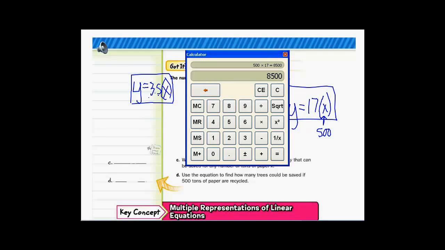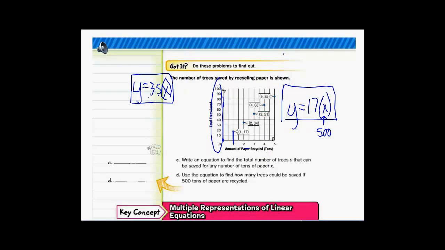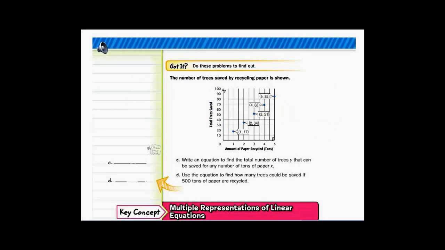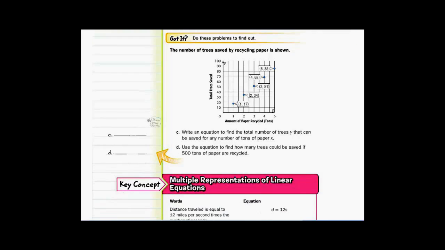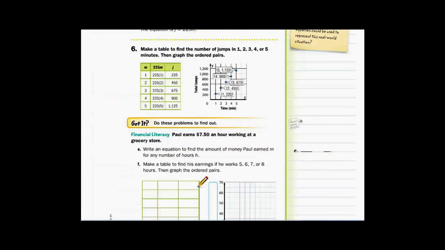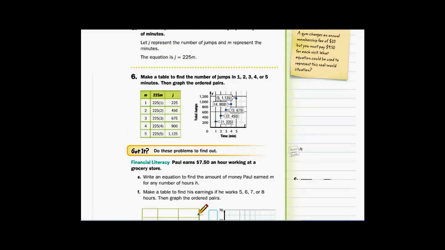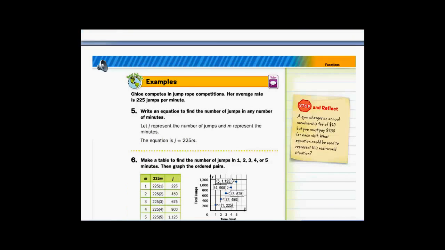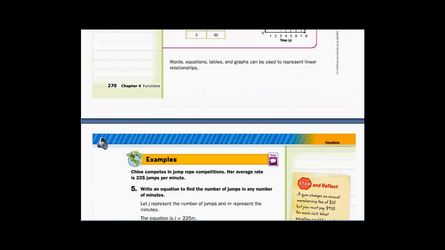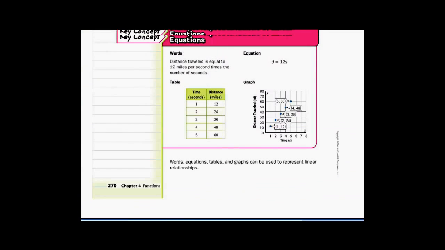8,500 trees. A lot of trees. All right, let's go down here. This basically just talks in general about the key concepts that are in this lesson, and that you can use words, an equation, a table, or a graph, all to display the same information.